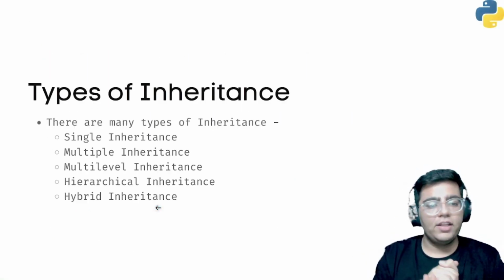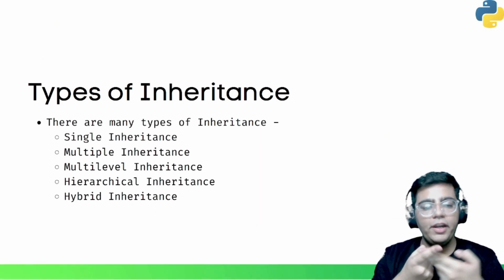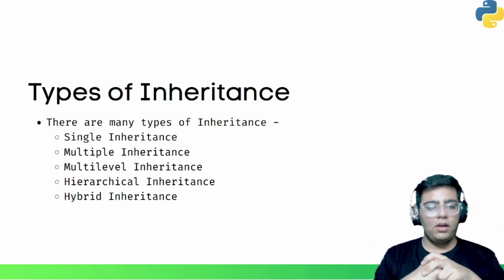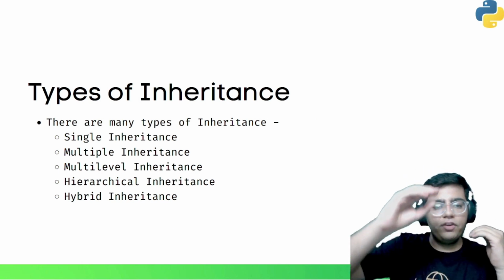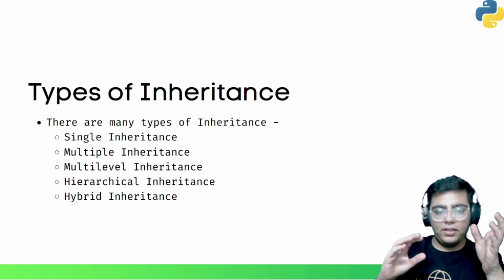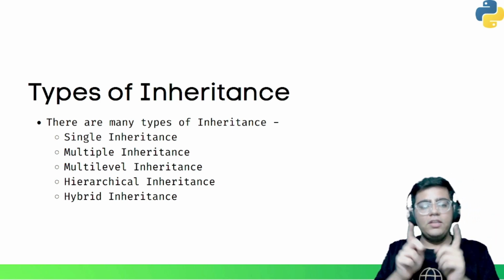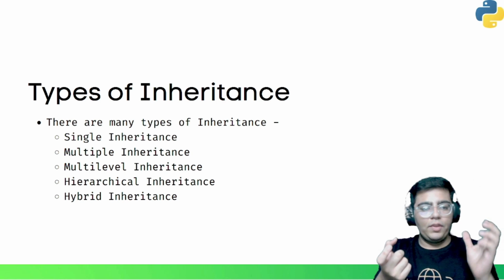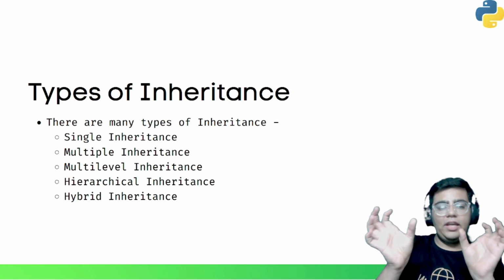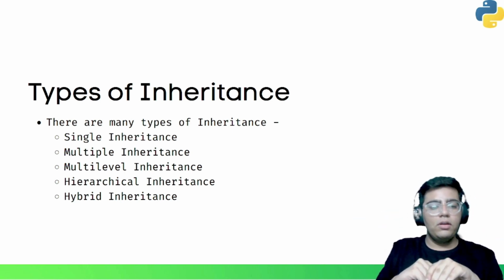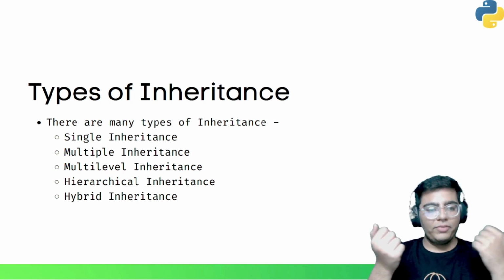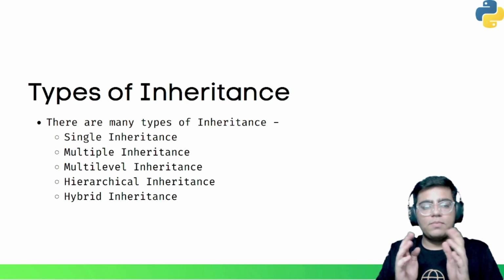Now there are many types of inheritances. There is single inheritance, multiple inheritance, multi-level, hierarchical, and hybrid. I'll explain all of them. Single inheritance is when you have one parent class and one child class. Multiple inheritance is where one child class inherits from two parents. Let's say you have a class called name, and a class called age, and then you create a class called person, using name and age and adding gender. So multiple inheritance means multiple parents.